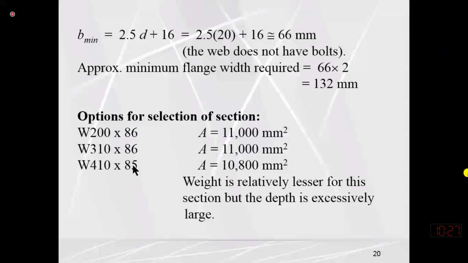My first option is that I need to select that section first which is having area more than our required area, and it is the lightest one. Here 86 is the weight per unit length. Both these sections have a weight of 86 kilogram per meter, and this section has a weight of 85 kilogram per meter. So this is supposed to be our lightest option.